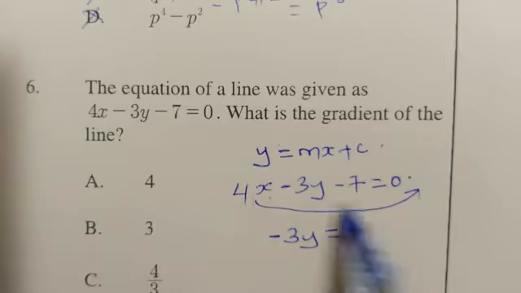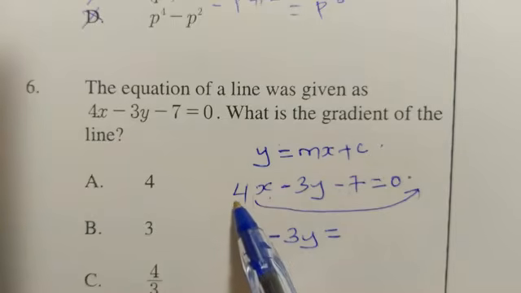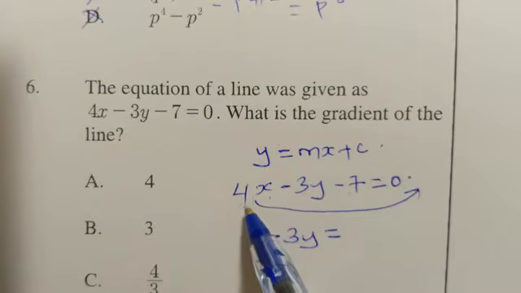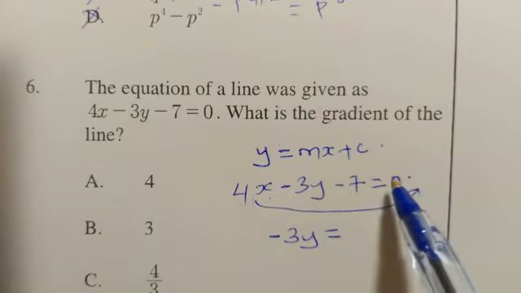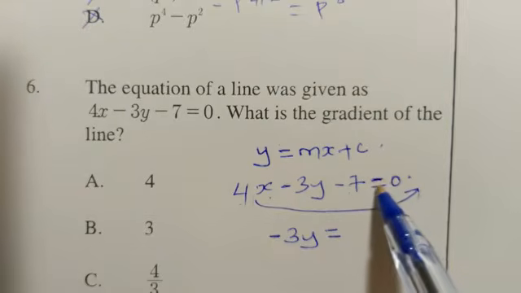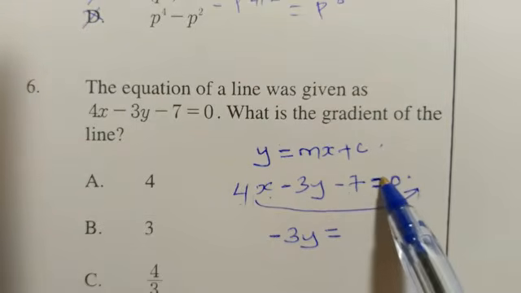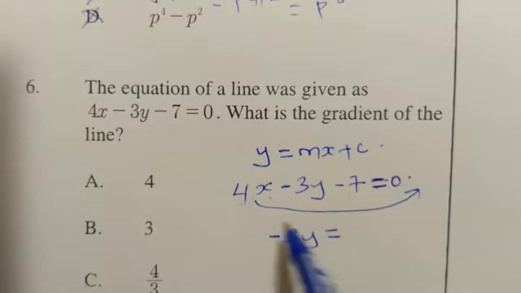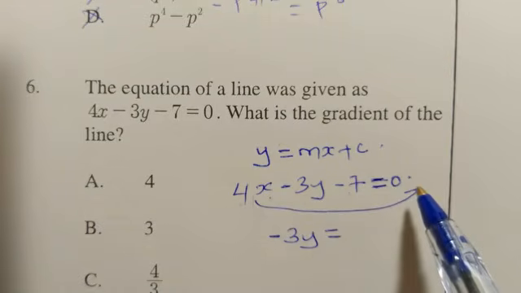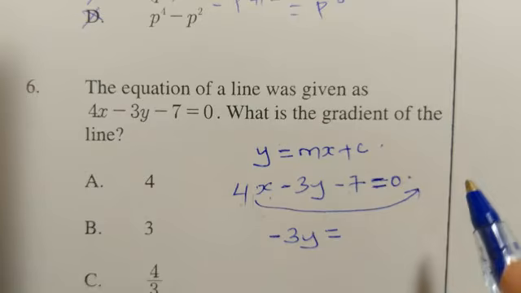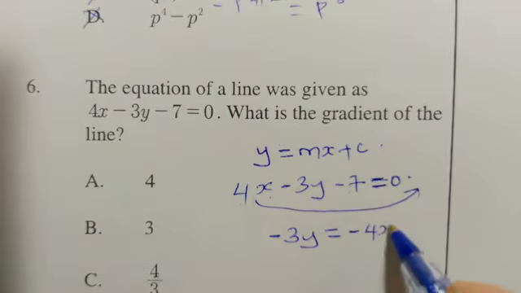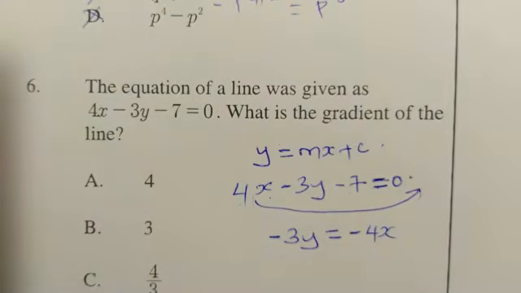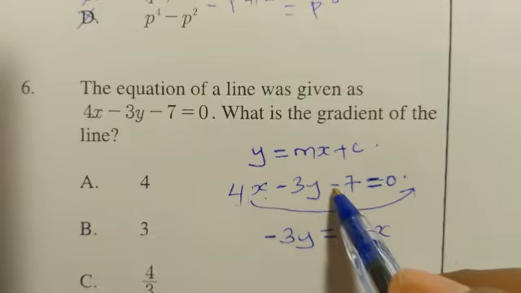So taking 4x to the other side, sorry, initially 4x was positive, so crossing the equal sign, many students mess up at that point of taking the numbers to the other side of the equal sign. They fully forget about the sign. So that is negative 4x. Pay attention to that sign. And then this was negative 7.